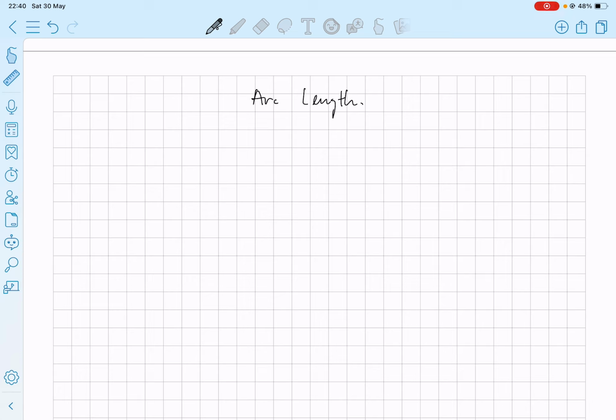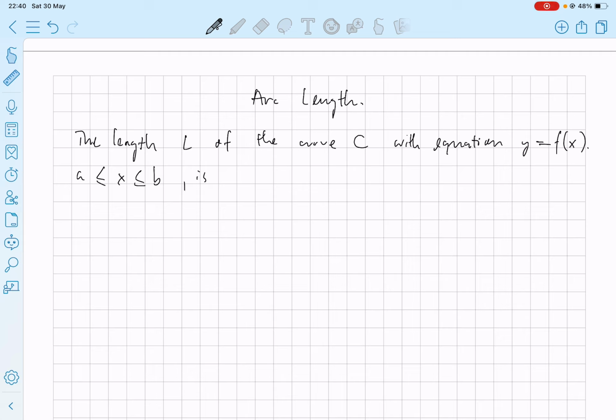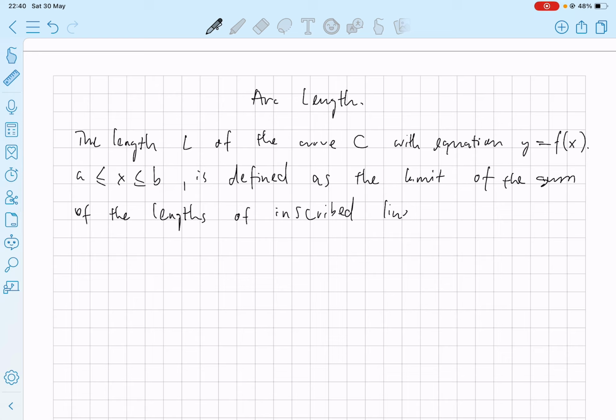The length L of the curve C with equation y equal to f of x, where x is bounded between a and b, is defined as the limit of the sum of the lengths of inscribed line segments, provided this limit exists.